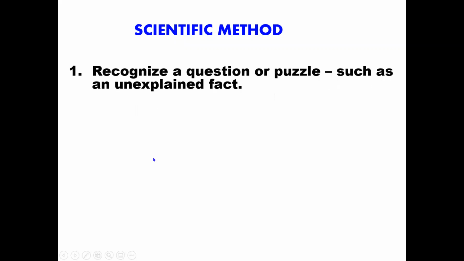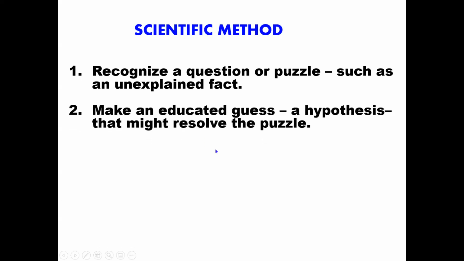The first step in scientific method is to recognize a question or puzzle. It could be some unexplained fact. For example, if we don't know why the sky is blue, that might be a scientific question. That might be a puzzle. Why is the sky blue? Or we can say, why does everything fall downwards? When you drop something, why does it fall towards the center of the earth? So this is the first and the most important step.